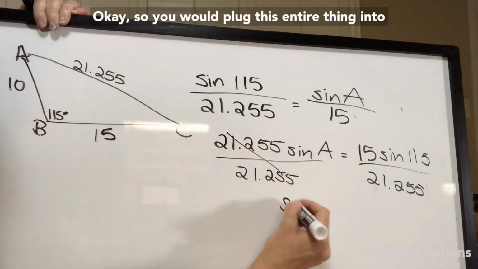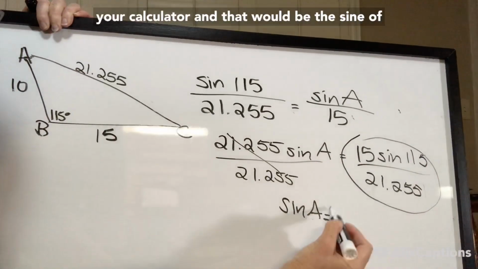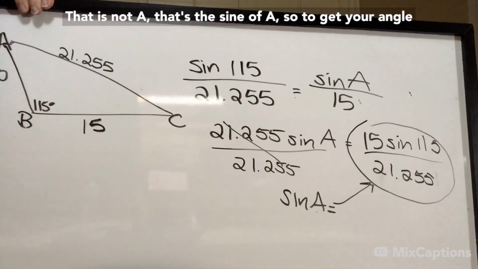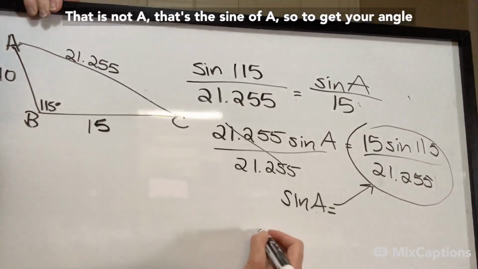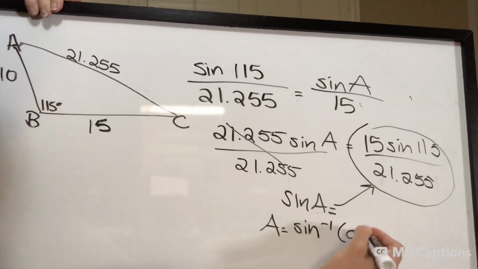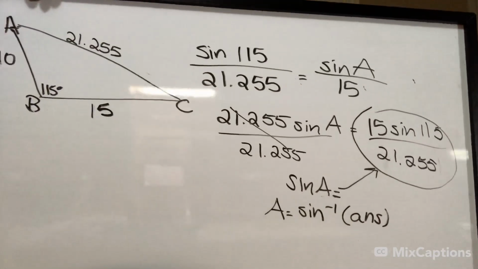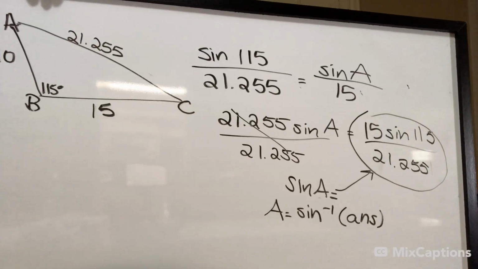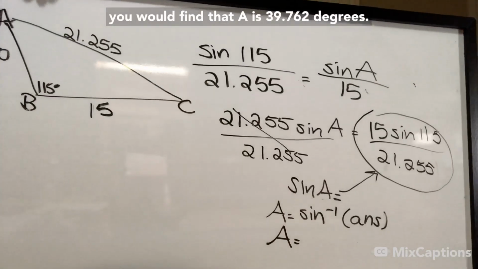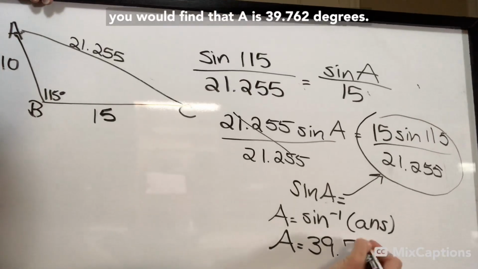Okay, so you would plug this entire thing into your calculator, and that would be the sine of A. You will get a decimal, but that's not your answer. That is not A, that's the sine of A. So to get your angle, you would need to do the arc sine of that answer. And please use the answer button so you're not using a rounded answer. So if you were to do all that in your calculator, you would find that A is 39.762 degrees.